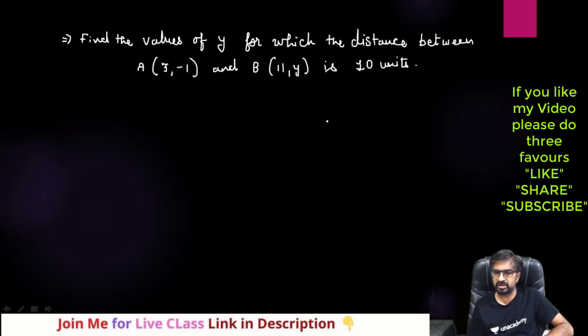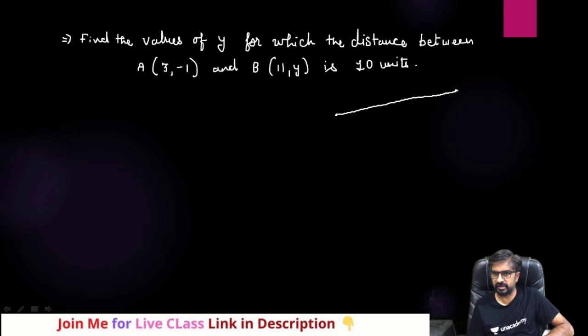Again we need to use the same thing. Let me make a figure and show you. Our A is (3, minus 1), so we can take this as x1, y1. B is (11, y), so this will be x2 and y2. Instead of y2 we are going to write y only, because that we need to find out. And the distance between these is already given to you, 10.